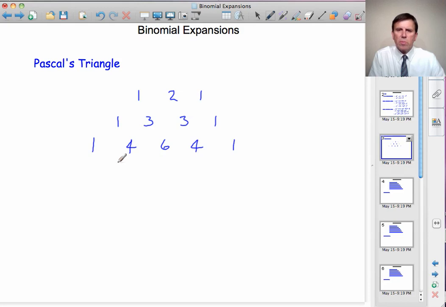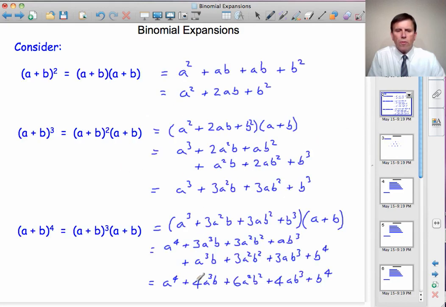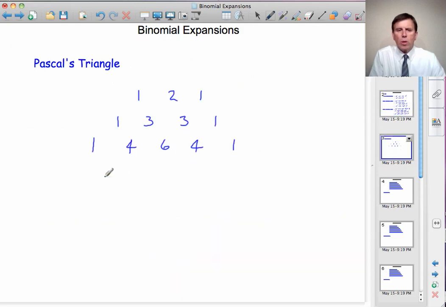And you'll recognize those perhaps from the previous page. Let's go back. 1, 4, 6, 4, 1. And we can keep going. If we want a plus b to the power 5, the coefficients will be 1, 1 plus 4 is 5, 4 plus 6 is 10, 6 plus 4 is 10, 4 plus 1 is 5, and then we get a 1.